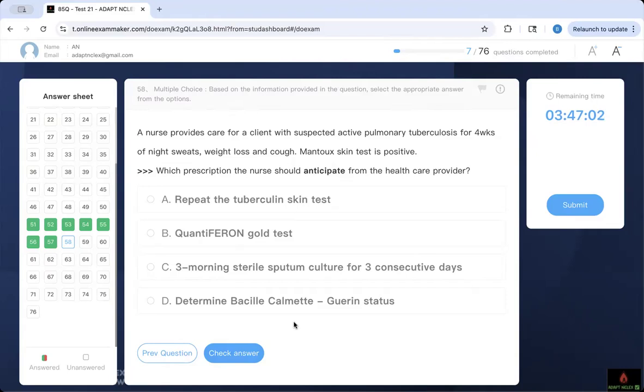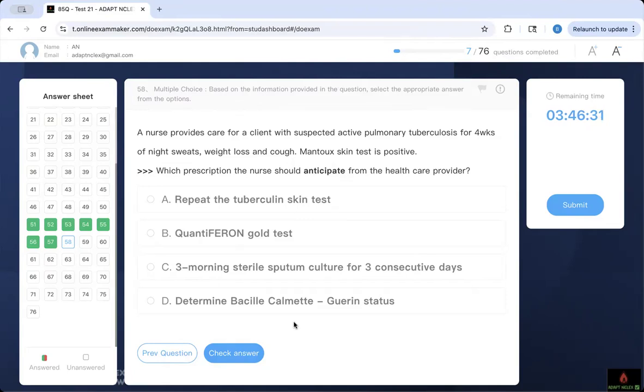What next? Repeat the tuberculosis skin test, QuantiFERON-Gold test, 3 morning sterile sputum cultures for 3 consecutive days, get a BCG. This is a trap, but it's concept. I know you know it. What is the concept here? We've got to confirm the diagnosis. PPD is a screening test. It's not confirmatory. To confirm it, I need to do a culture.